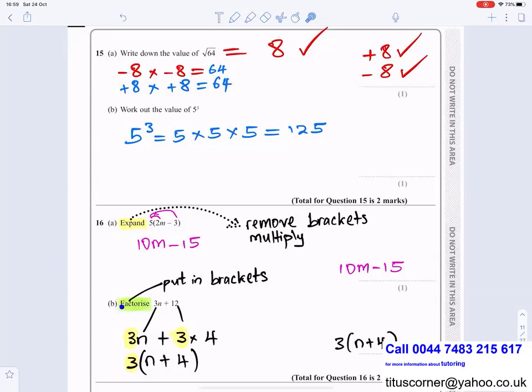Factorize means put in brackets. So 3n plus 12 is the same as 3 times 4. So what do you see on the left of the expression and on the right of it? 3 and 3. So you can put 3 out of the bracket, and what you left is n plus what you left is 4. So your answer is 3 brackets n plus 4. So factorize means put in brackets. Expand means remove the brackets.